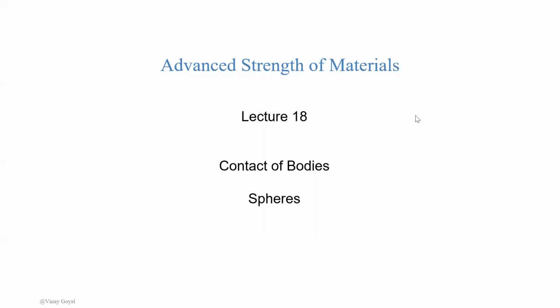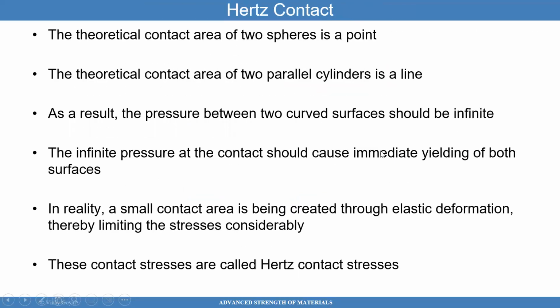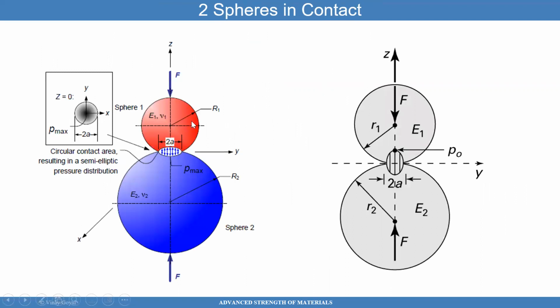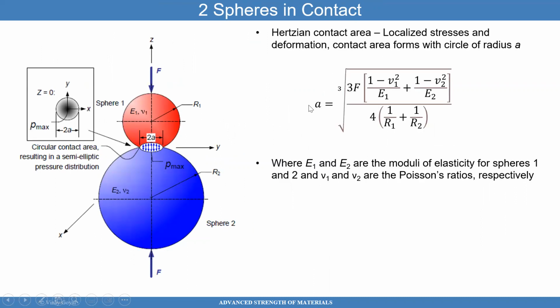So now let me go back to the contact bodies presentation where we looked at two spheres. What we're studying here is two spheres coming together in contact. I also discussed how you can calculate the contact area, which is given by the radius provided here, and depends on the force applied to these spheres, the modulus of the materials involved, the Poisson ratios, and the radii of the spheres.